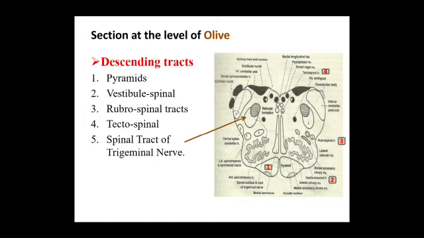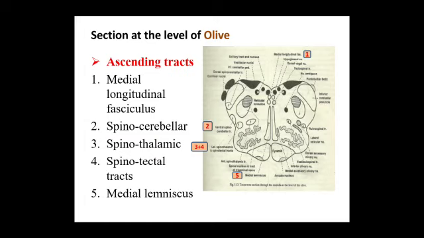Next, coming to the descending tracts. Very important are the pyramids, most anteriorly placed. Next is the vestibulospinal, rubrospinal tracts, tectospinal tracts, and spinal tract of the trigeminal nerve. So these are all the descending tracts.